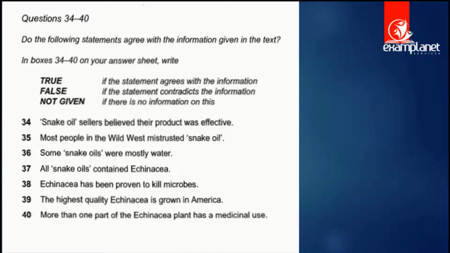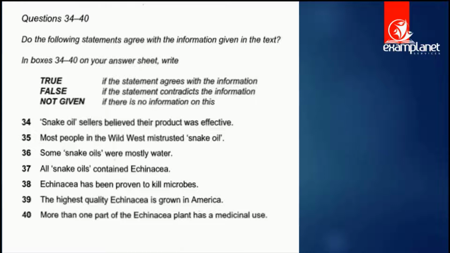For 37, it says all snake oils contain echinacea. The first thing you must do is always avoid extreme words or statements while choosing answers, because they are hardly ever correct. For 37, of course, the answer would be false, because we are never told about all snake oil ever.